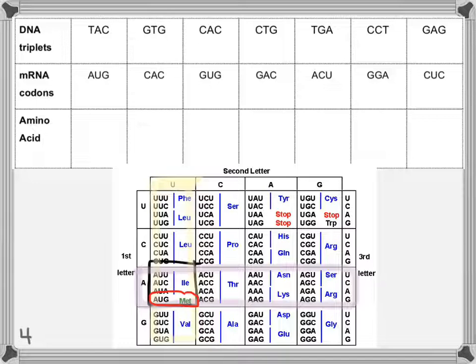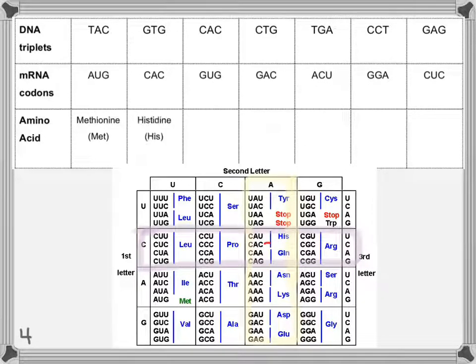So let's find the next few together using the grid codon chart. For CAC, we'll start in the 2nd row down with C. Look at the 3rd column for A. And finally, we look at C. CAC codes for histidine, abbreviated H-I-S. GUG gives us fourth row, first column, and it looks like no matter what our third letter is, our amino acid is valine.